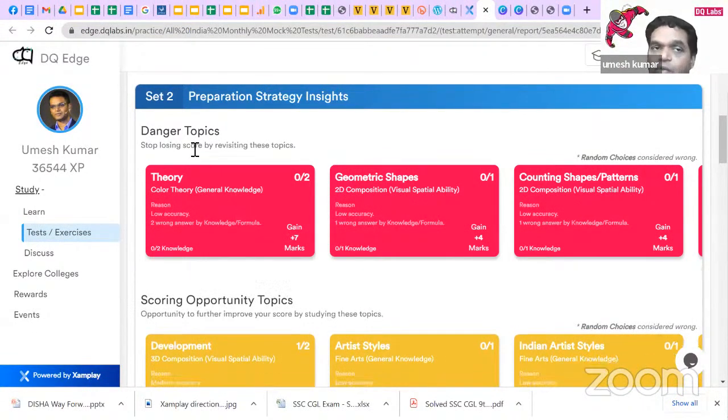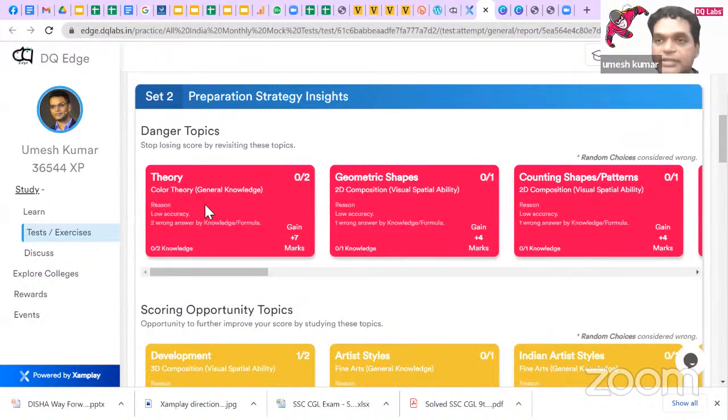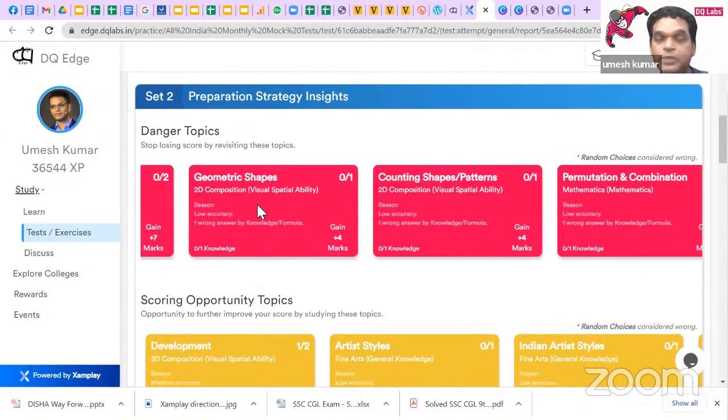Did you understand what these danger topics mean? Can I get a heads up? Yes, no? Did you guys understand the importance of taking this test on DQH? All right. Okay. So this is the first priority one. So after she understands this color theory topic, the next topic is geometric shapes.